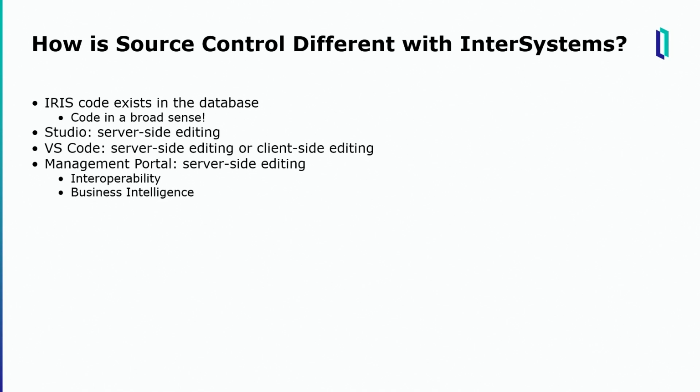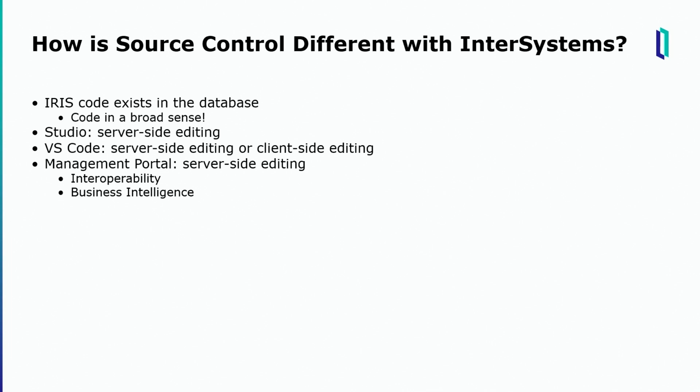Iris can be a little different, and that's because Iris code lives in a database. And when I say code here, I mean code in a very broad sense. This might be things that you don't even think of as code because you're just building it in a low-code, no-code GUI editor. Something like the Iris interoperability portal, the Health Connect Cloud portal, that sort of stuff. All right, so code lives in a database.